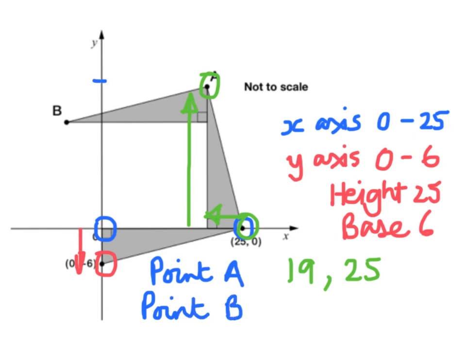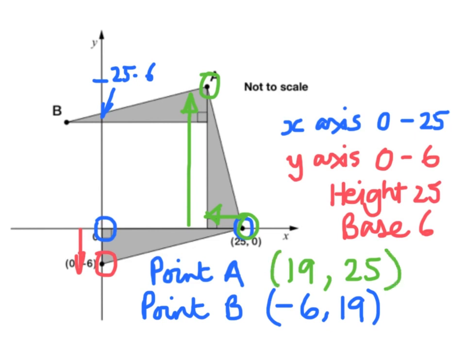Point B, well, if we look at how far it's down from point A, it's 6 less than point A, so it's going to be 19 on the y-axis, and the x-axis, it's been shifted 6 along. If you look at the bottom right, it's been shifted 6 from 19 to -6.